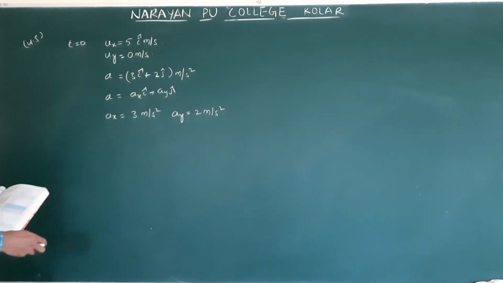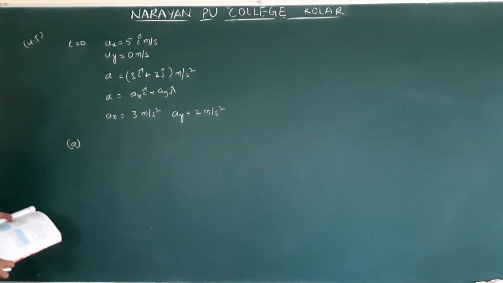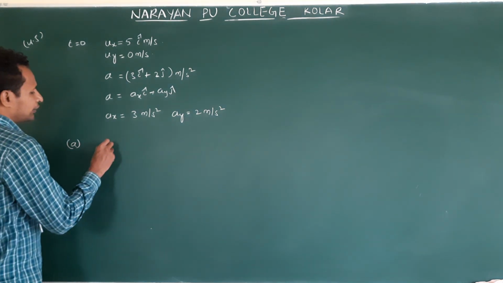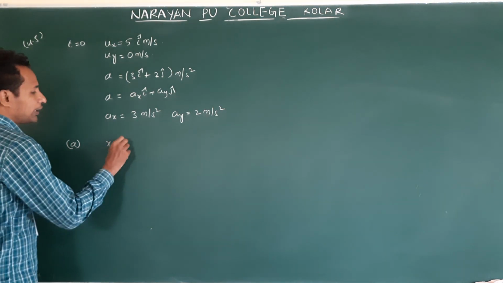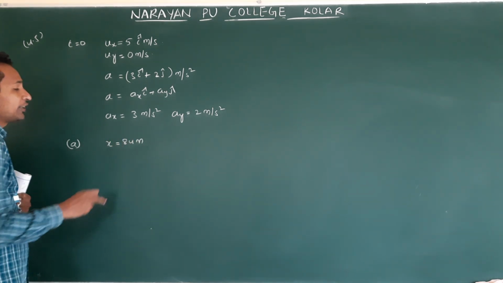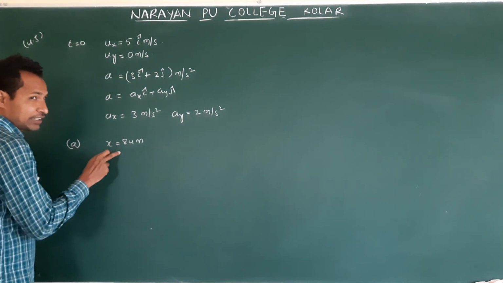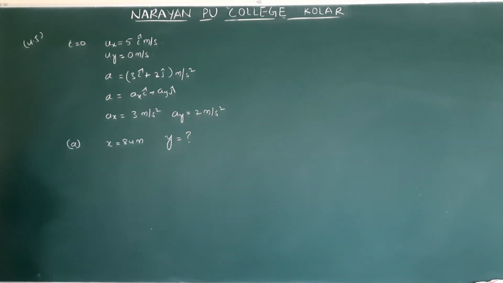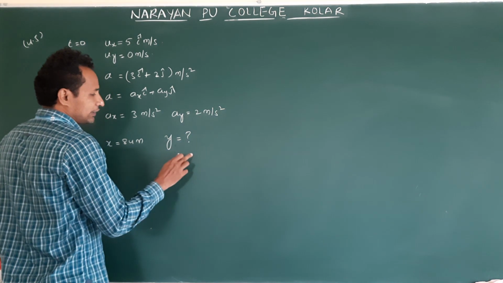What did they ask? First question: what is the y coordinate of the particle at the instant its x coordinate is 84 meter? When the displacement along the x direction is 84 meter, what would be the displacement along y direction? Understand? Clear?